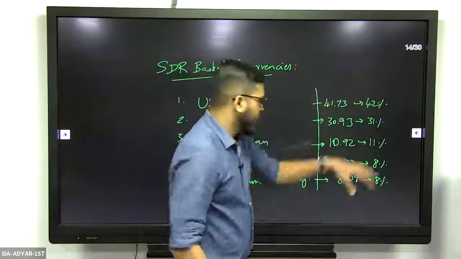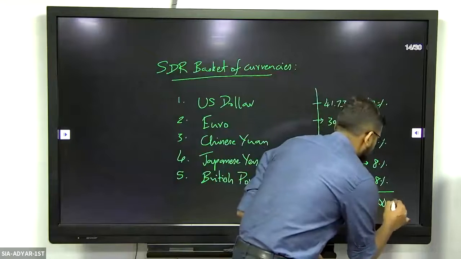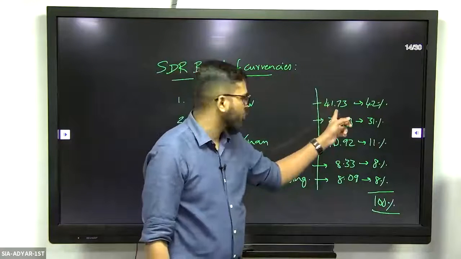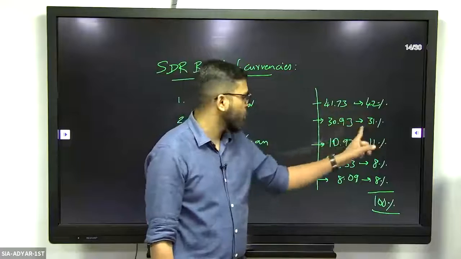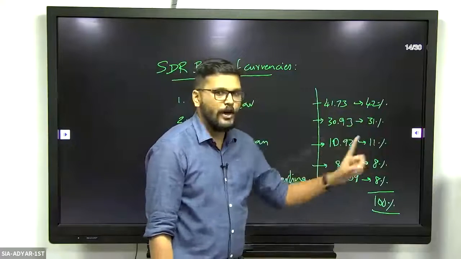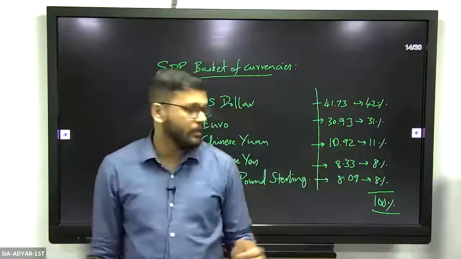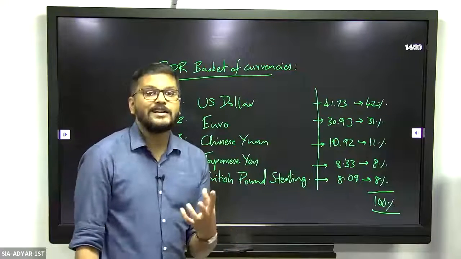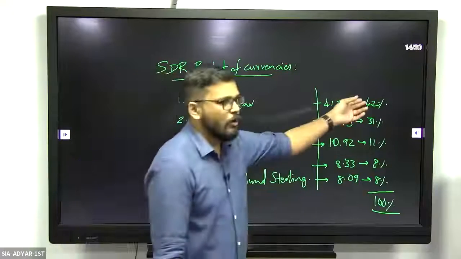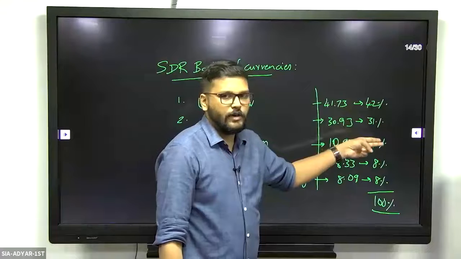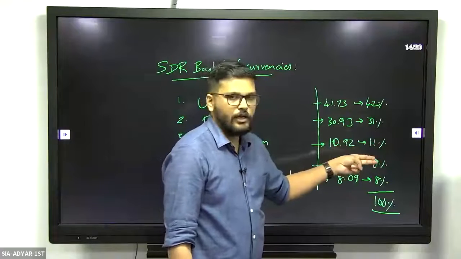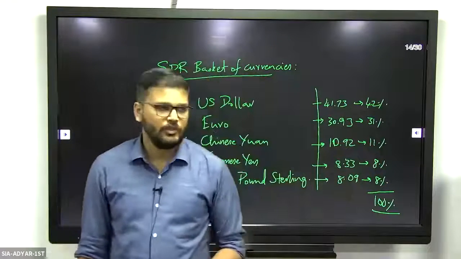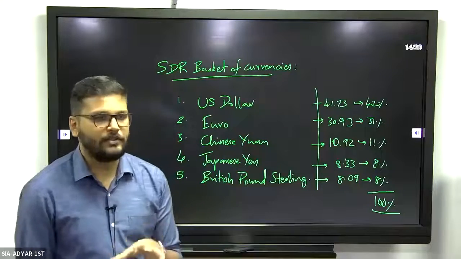So cumulatively, this will contribute to 100% of an SDR, which means one SDR is composed of 0.42 US dollar, 0.31 euro, 0.11 Chinese yuan, 0.08 Japanese yen, and 0.08 pound sterling. Or in other words, 100 SDR is composed of 42 US dollars, 31 euro, 11 yuan, 8 yen, and 8 pound sterling. That is what 100 SDR is composed of.